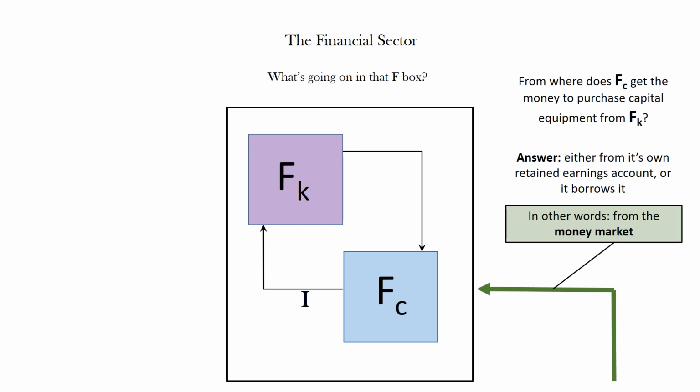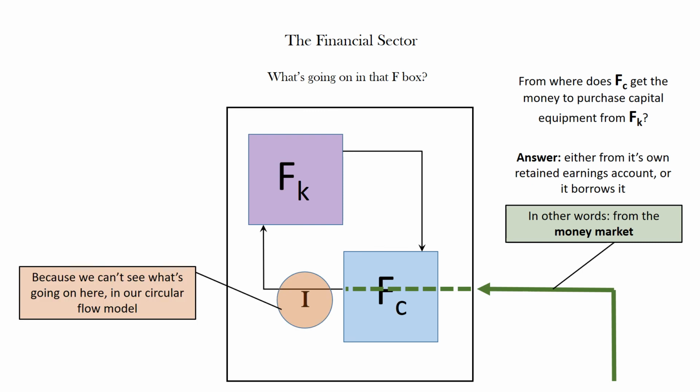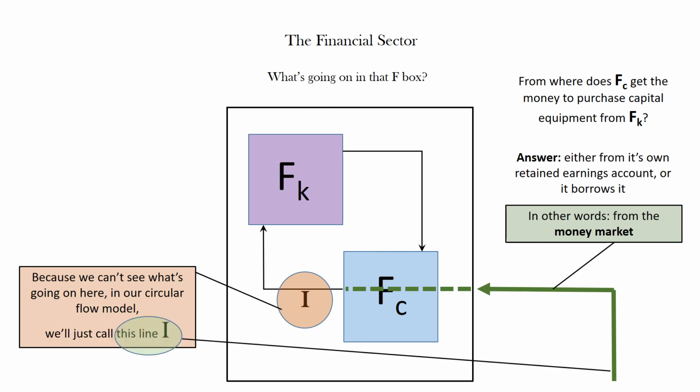So the firm either takes it out of its own savings account, which is called internal financing, or it borrows it, which is called external financing, but in either case, it gets the funds to invest from the money market. So the money used to purchase capital goods from F sub K comes up from the money market, passes through F sub C, and goes to F sub K. But we can't see what's going on here in our circular flow model because the F box is too small. So we'll just call this green line I and let it represent investment.